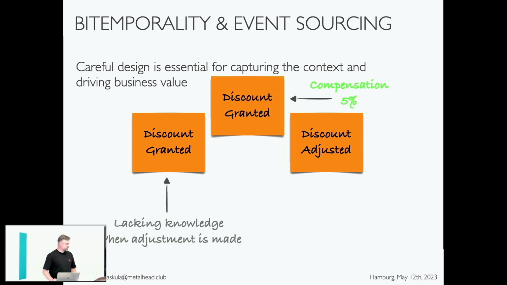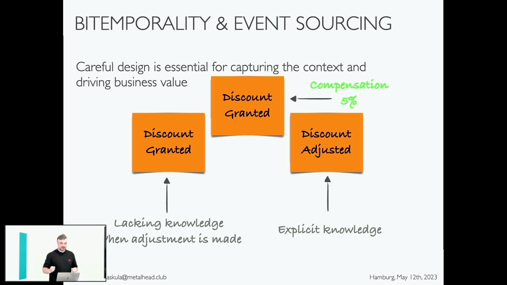So in the first case, there is a lack of knowledge when that adjustment is made. We have to derive the knowledge from the context, because it could mean that we set up the discount for the first time, or we are negotiating, or we are making errors, or we could just have explicit knowledge for a use case, and we can design events in that way.